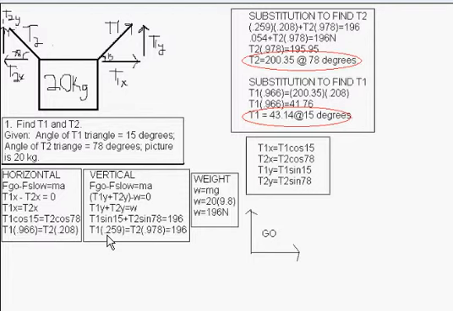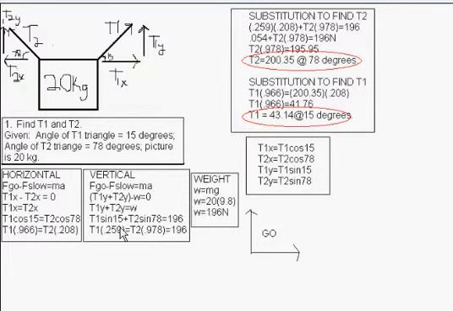And the sine of 15 is 0.259 and the sine of 78 is 0.978. So T1 times 0.259 plus T2 times 0.978, I'm sorry, plus T2, that's a typo right there, and that equals 196. Now we have to use substitution to find both the tensions.